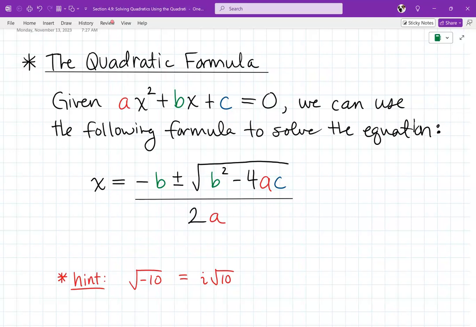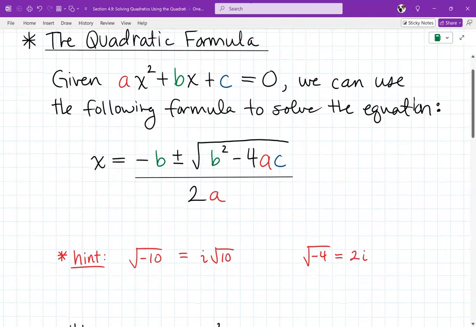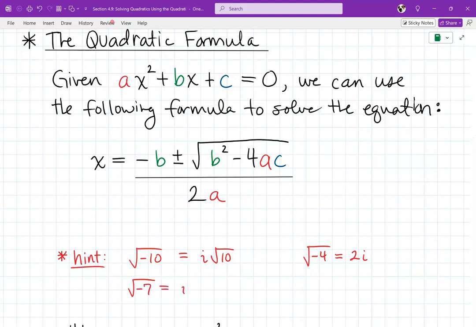So if you had the square root of negative 4, then your answer is just 2i, because the square root of 4 is 2, and the square root of negative 1 is your i. Anytime you see a negative inside of a square root, another example, the square root of negative 7 is just going to be i radical 7, because 7 has no whole square root. Or if you had the square root of negative 16, well, 16 does have a square root. It's 4, right? So you're going to write 4i.